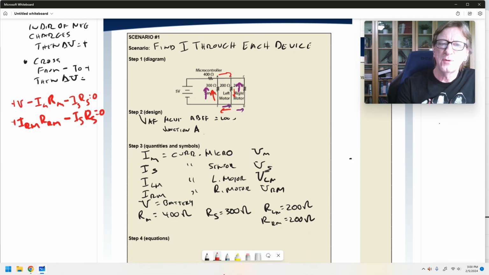All right, so going around the loop then, nothing in this branch. Coming down this way through the left motor then, I'm going opposite the direction of the electron, so it's going to be negative. So I've got I of the left motor times the resistance of the left motor.